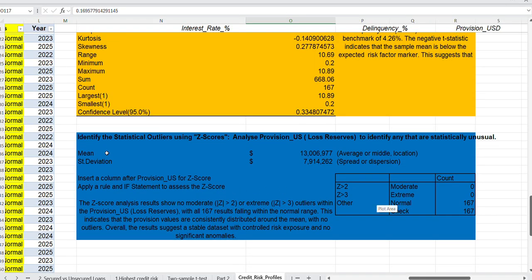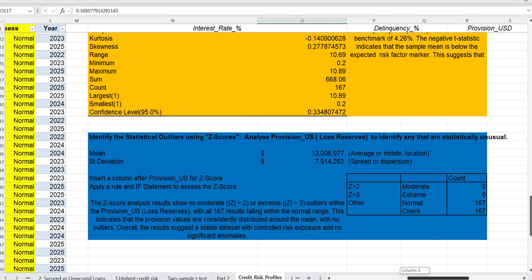Now, moving on, we went to identify outliers using z-scores. This is mainly for anomalies or one-off things. We used mean and standard deviation here. If it's more than 2, it's a moderate risk. If it's more than 3, it's extreme.